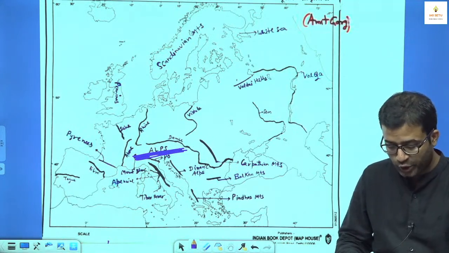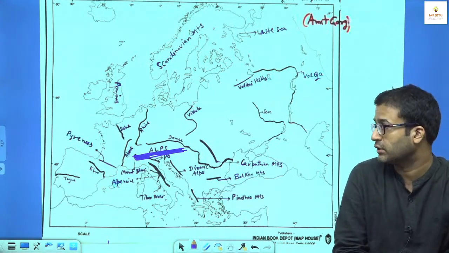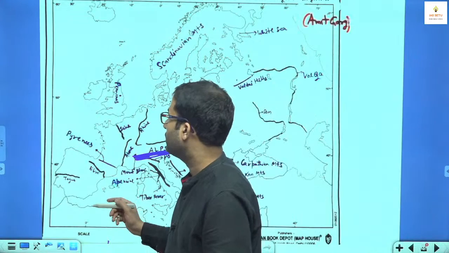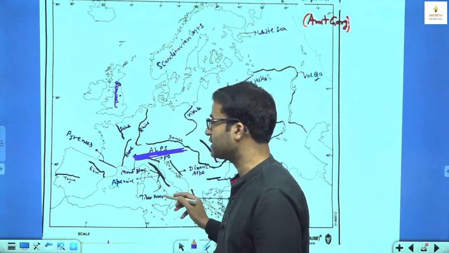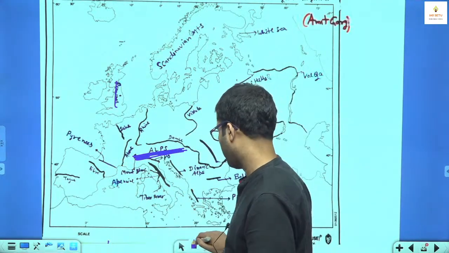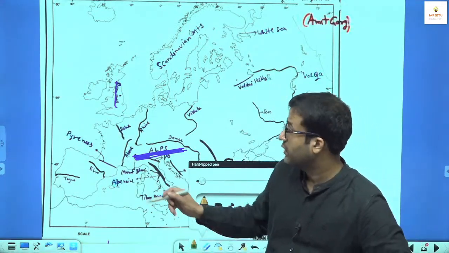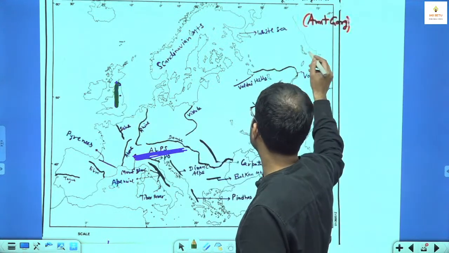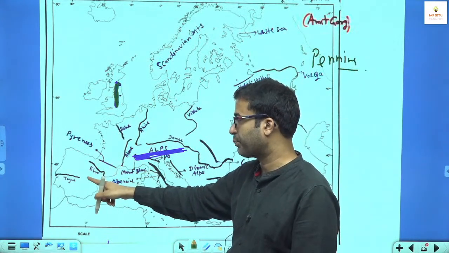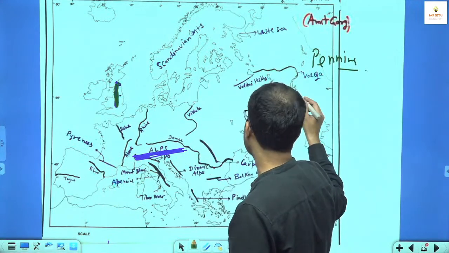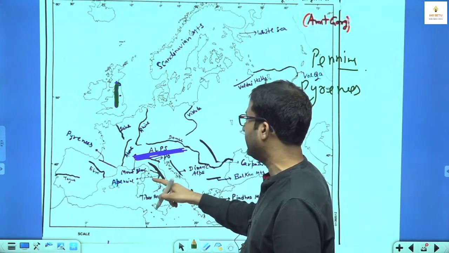Now what is important in Europe, we have 3 mountain ranges with similar names, and students get confused about that. One is in Great Britain, another is between Spain and France, and one is in Italy. So what you can see, this is Pennine in Great Britain, and here between Spain and France we have Pyrenees, whereas in Italy this is Apennine.